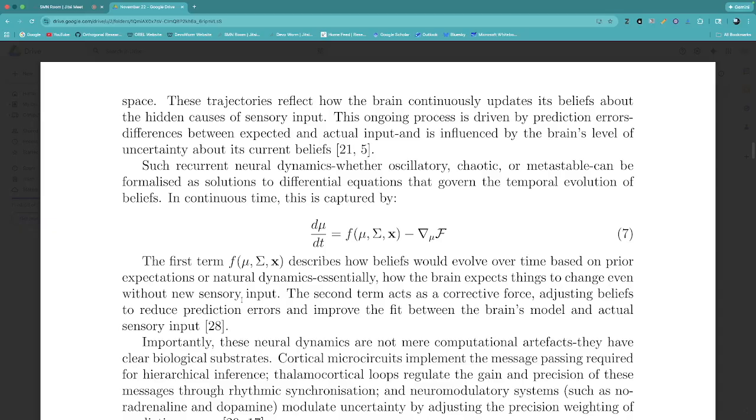The second term acts as a corrective force. This is this term here, adjusting beliefs to reduce prediction errors and improve the fit between the brain's model and the actual sensory input. So there's this gradient term where you have this correction. It's basically going down, it's minimizing along this gradient, and it's saying, okay, your beliefs need to be adjusted to get rid of these prediction errors because there are some things that don't make sense. So maybe we need to take our fingers out of our ears, take off our blindfold, and go explore the world, and that exploration will get us down the gradient to the minimal point, or the minimization point.